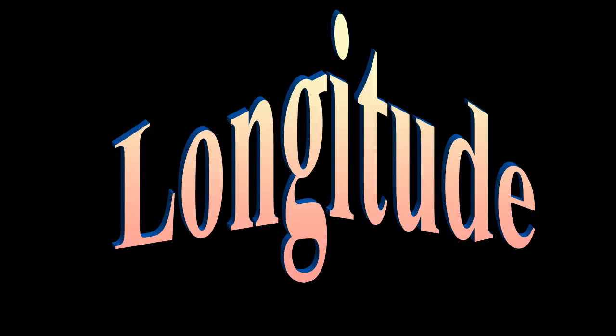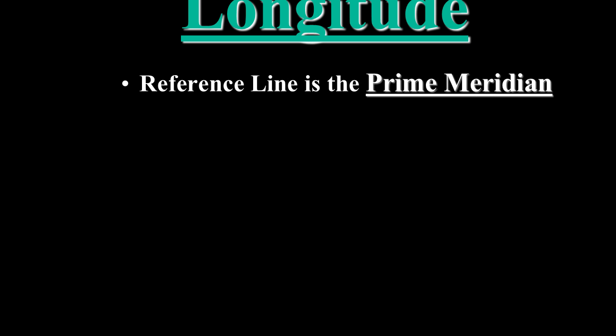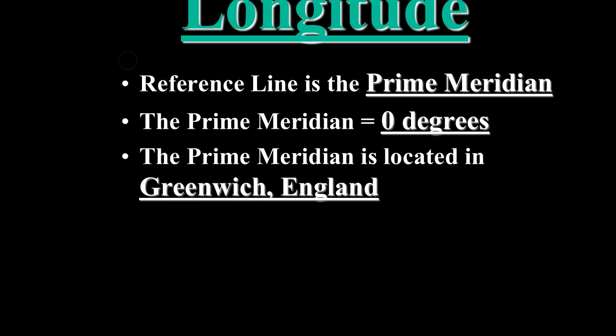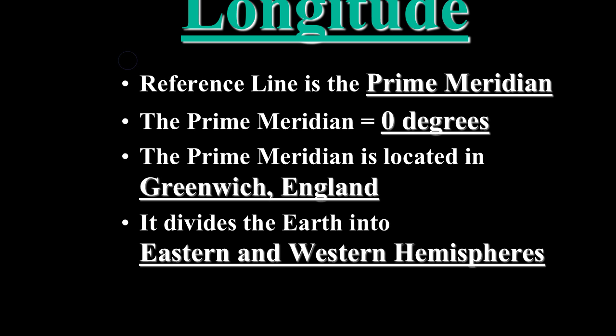We're ready to talk about longitude. In the last video, we learned all about the lines of latitude, which help us organize locations on the Earth. Now we're going to talk about lines of longitude. The longitude line reference point is the prime meridian. The prime meridian is at 0 degrees, and it is located in Greenwich, England. It divides the Earth into the eastern and western hemispheres.